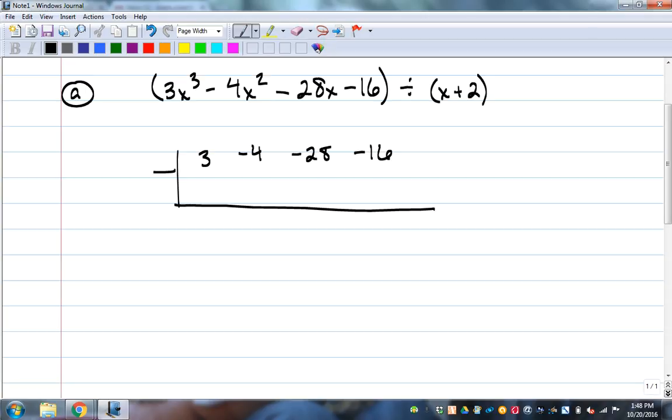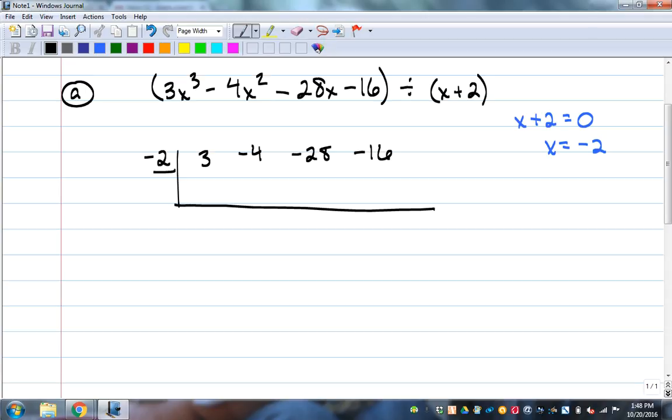Now, the next thing we need is what goes on the shelf. And the way that you're going to get what goes on the shelf is you take what you're dividing by, set it equal to 0, and solve it. So if I solve that, I'm going to get x equals -2. So a -2 is what goes on that shelf there. With synthetic division, one thing that makes it easier is you're not subtracting anymore. You're always going to add.